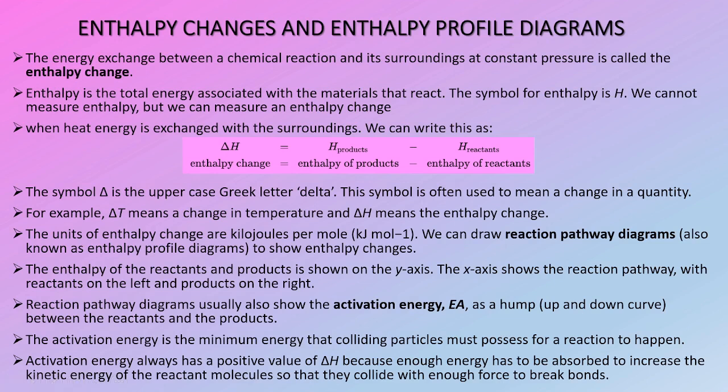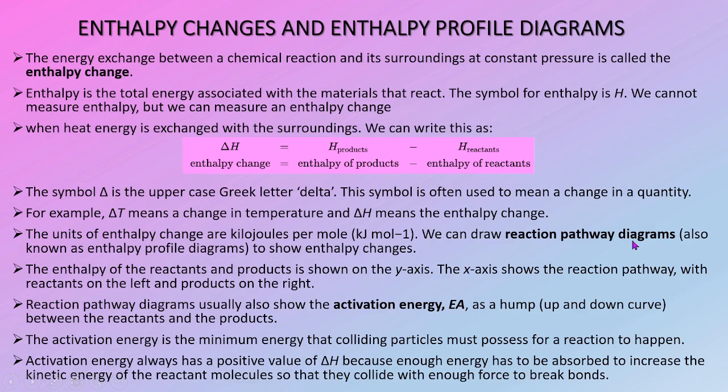Enthalpy change and enthalpy profile diagrams. So basically delta H is known as the enthalpy change, and enthalpy change will always be equal to delta H products minus delta H reactants. It means the enthalpy of the products minus the enthalpy of the reactants. And the unit we use for this one is kilojoules per mole.